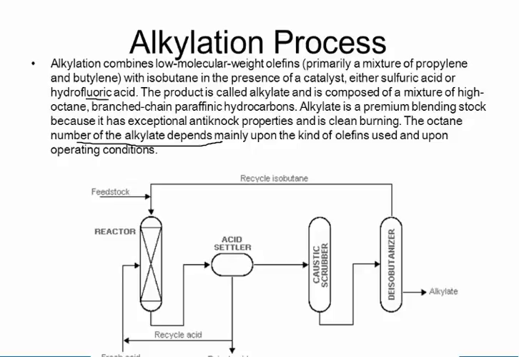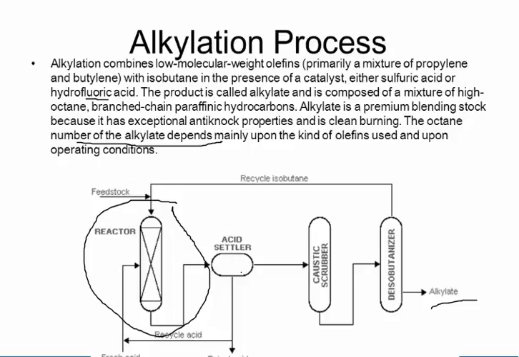Hydrofluoric acid is a very nasty acid. What we are interested in here is this big reactor sitting here. That is a key part of this process. We have fresh acid coming in, so the reject acid has to go out. Your feedstock comes in. Whatever comes out goes to the acid settler. You have physical separation there. Caustic scrubber, you get rid of any of the acids. Then you've got a de-isobutanizer. You get rid of the isobutane, and what remains is your alkylate.